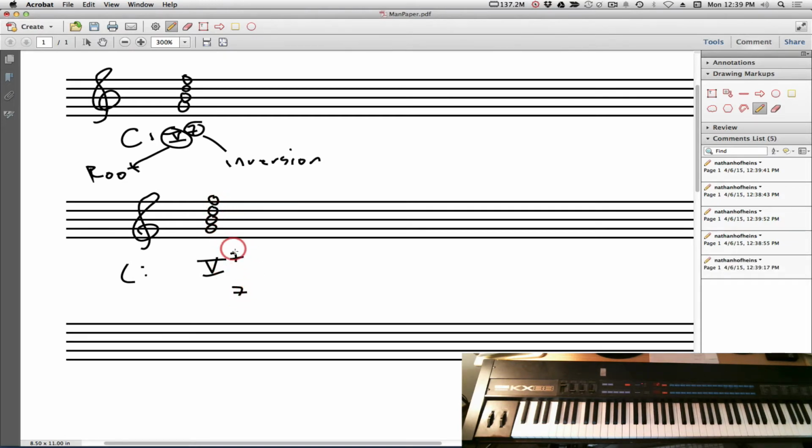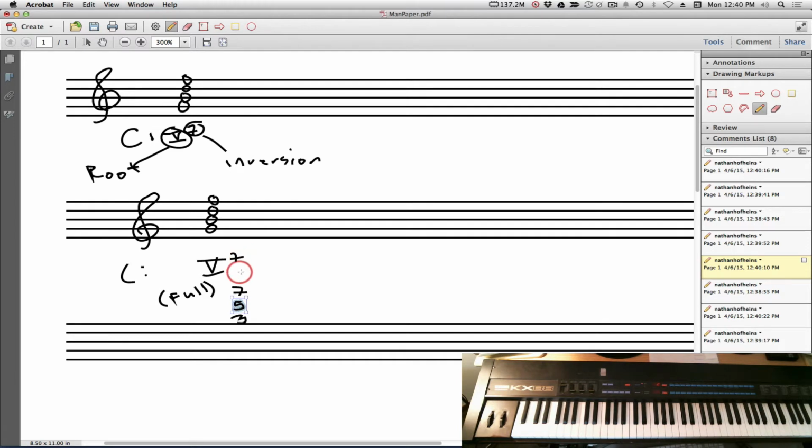But also implied in this, 7 is just shorthand for all of the intervals above the bass, just like we did with our triads. So what else do we have above the bass here? We've got a fifth above the bass, the G to the D. And above the bass here, we've got a third. So we'll call this the full figured bass, and this is the abbreviated up here, right?